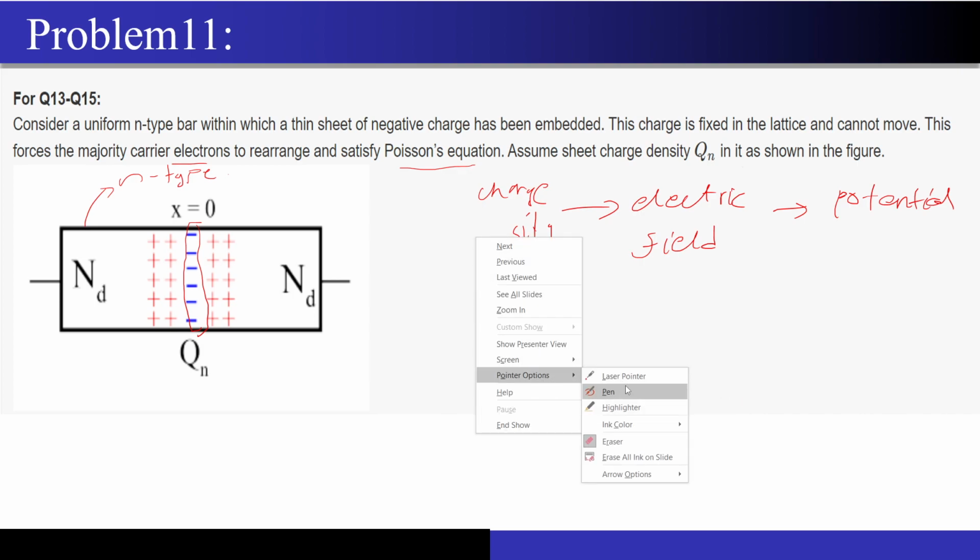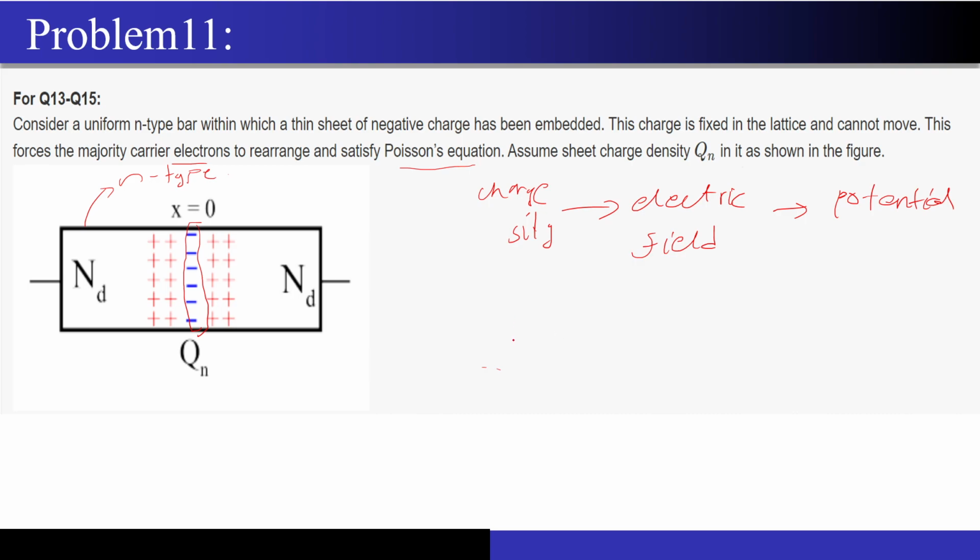So now let me turn on the pen. Yeah. So now let me draw it. So how it will become like, okay, this is my x, correct? And now I have a negative charge sheet. See this sheet that you are seeing, it is exactly present at x equal to 0.